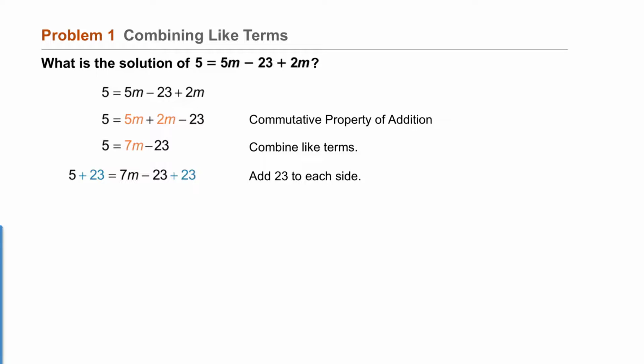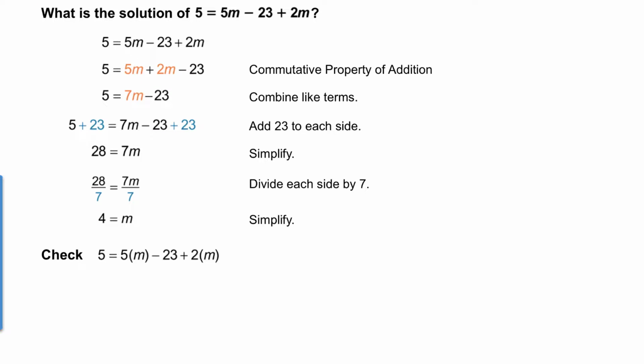5 plus 23 on the left, that's 28, and 7m minus 23 plus 23 on the right, that's just 7m. So next, keeping in mind that our job is to isolate m, we'll use the inverse of multiplication to divide, and divide each side by 7. 28 divided by 7 is 4. 7m divided by 7 is m.